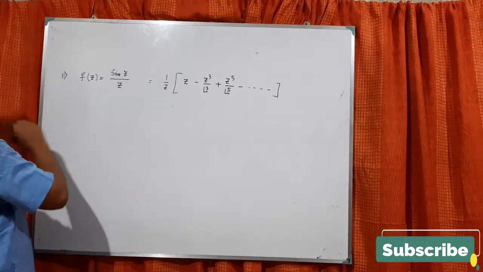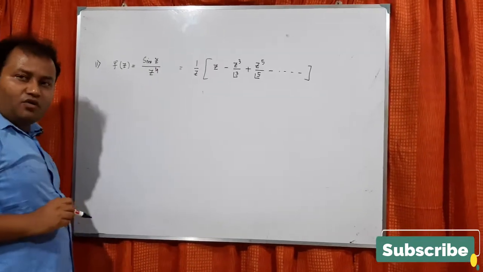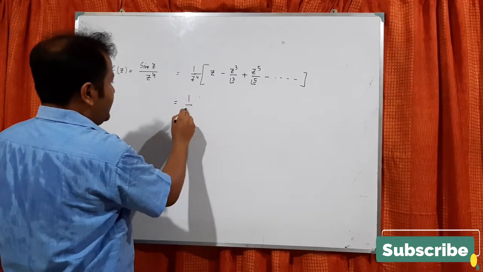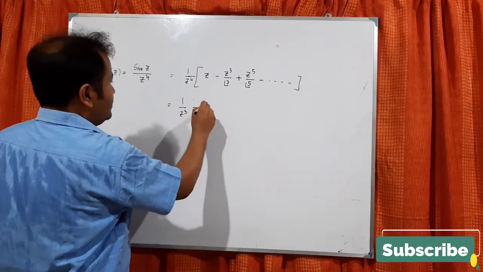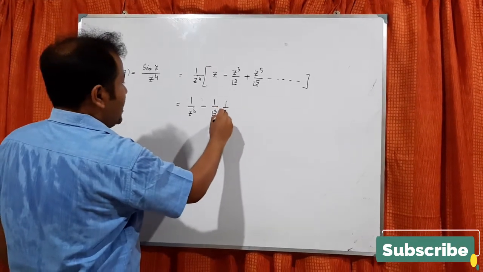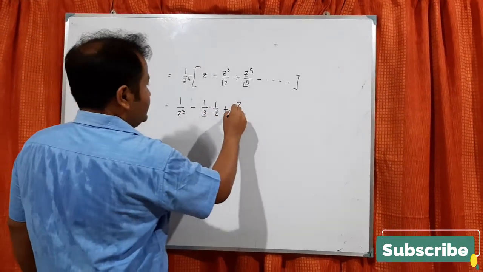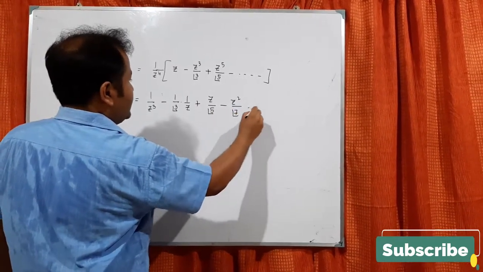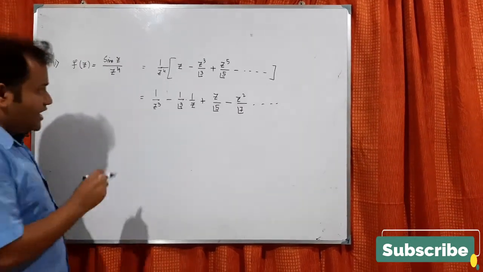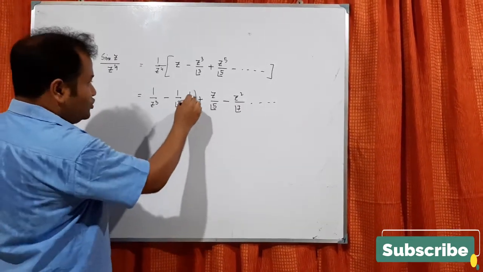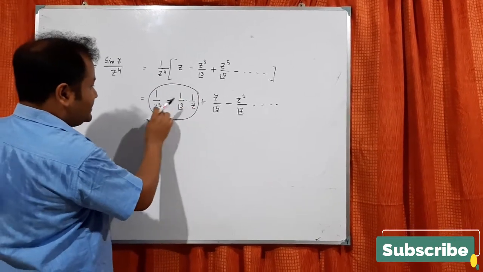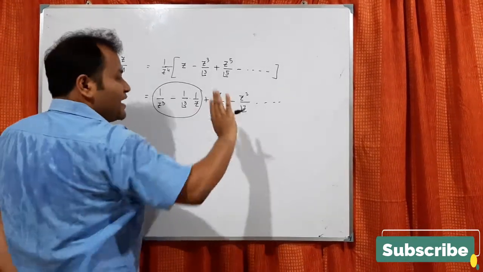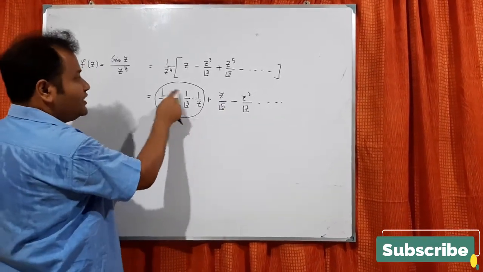Say problem number 2, if I make z to the power 4, so this will be sin z by z to the power 4. Now if I just simplify, it will be 1 by z cube minus 1 by 3 factorial into 1 by z plus z by 5 factorial minus z square by 7 factorial and so on. Now look into this one. In this expansion there are 2 terms where the z is there in the denominator. So this part will be the principal part, okay, and this part we don't consider. Now how many terms are there? Only 2 terms are there.